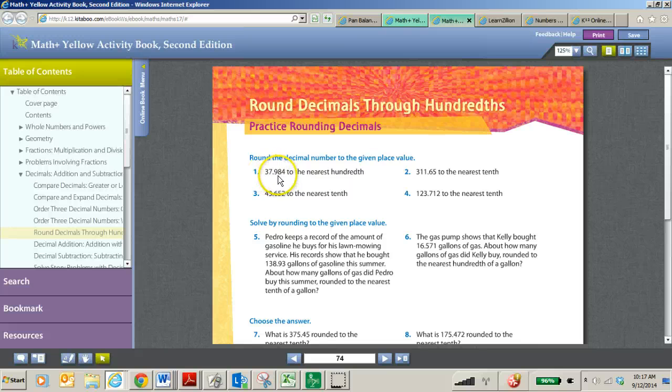So we were rounding this number to the nearest hundredth. We would think about that 8 and then look at the next number because that's going to help us determine if it's below the midpoint or above the midpoint.